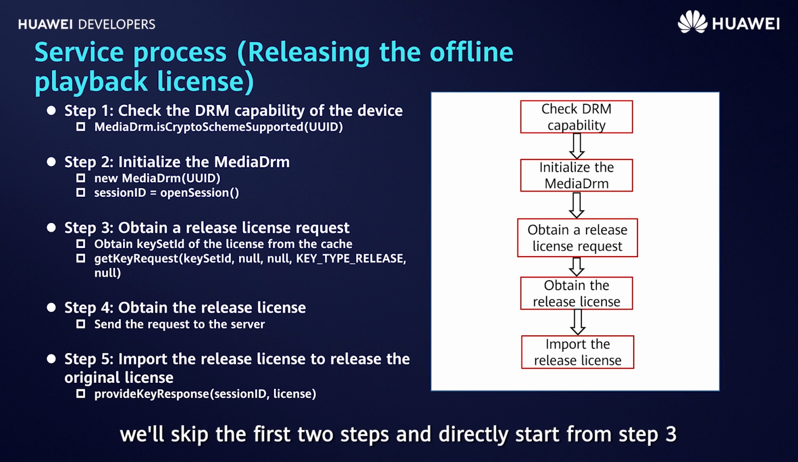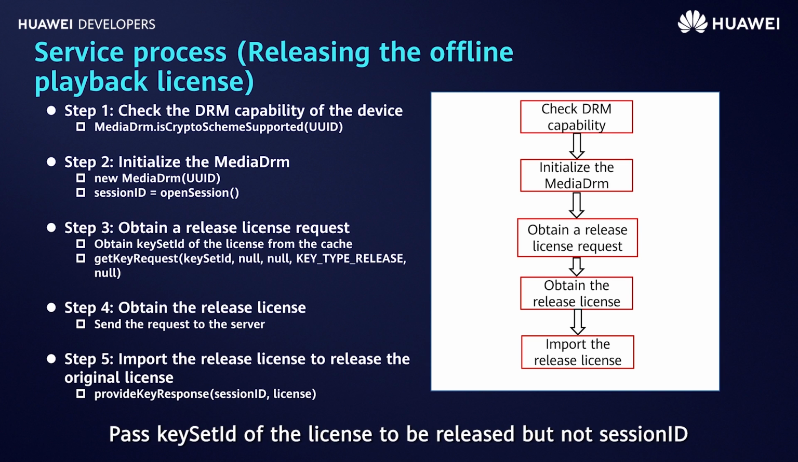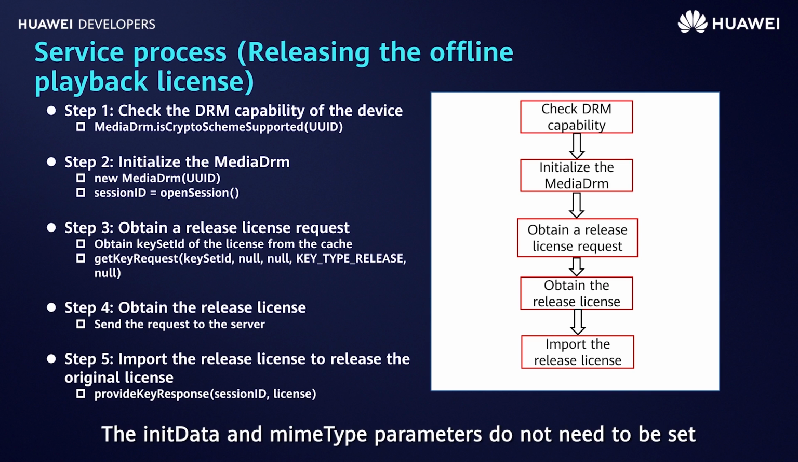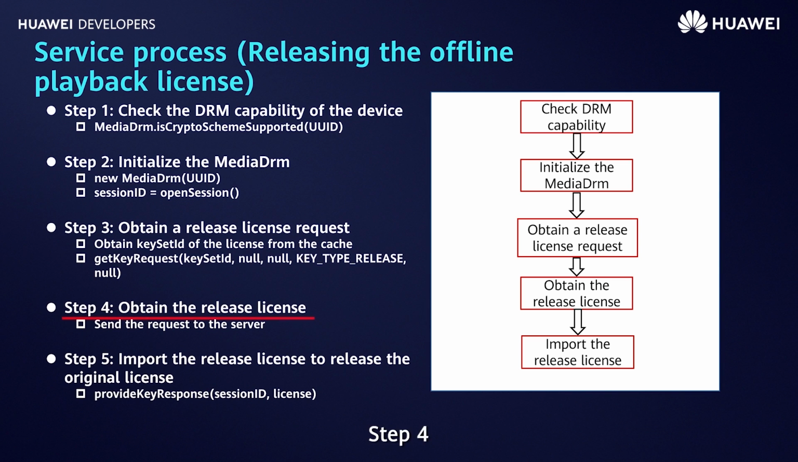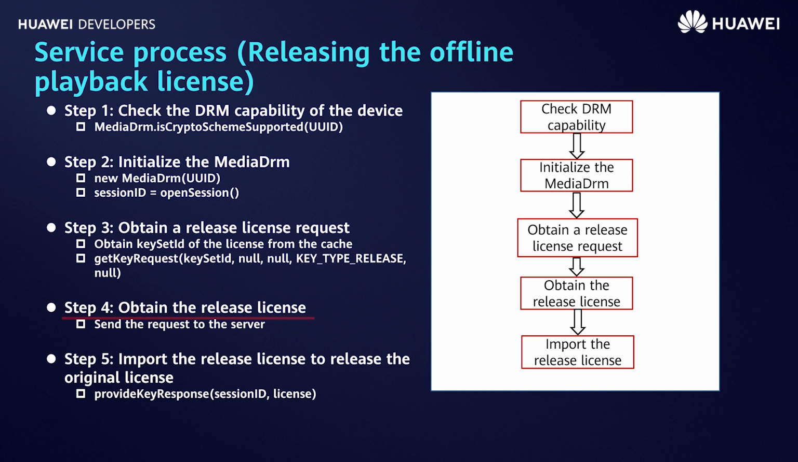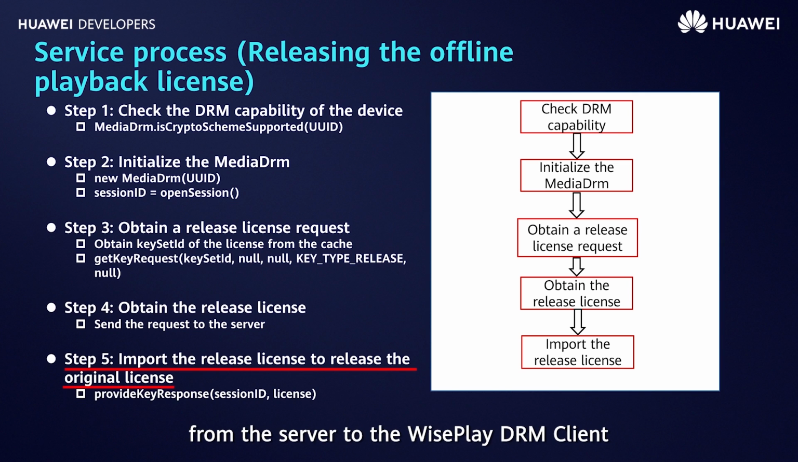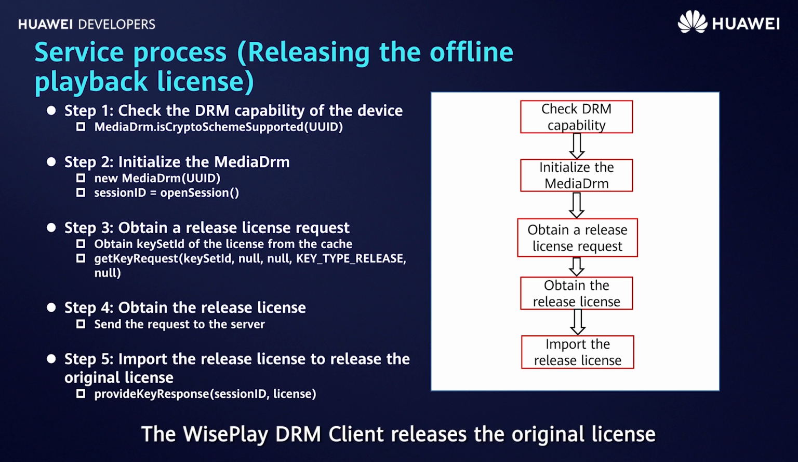Here, we will skip the first two steps and directly start from step 3. Obtain a release license request. Set key type to KEY_TYPE_RELEASE. Pass the KeySetId of the license to be released, but not the session ID. The init data and MIME type parameters do not need to be set. Step 4. The video app calls the server API to send the request and obtains a response. Step 5. The video app imports the release license response returned from the server to the WisePlay DRM client. The WisePlay DRM client releases the original license.